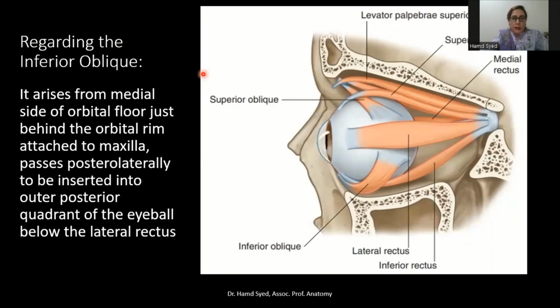And when we look at the inferior oblique, remember its origin is from the floor of the orbit, not from the posterior aspect of the orbital cavity. And this muscle then passes posterolaterally and is also attached to the outer posterior quadrant of the eyeball below the lateral rectus muscle. So while the superior oblique muscle passes beneath the superior rectus, the insertion of inferior oblique is below the lateral rectus. Superior oblique is inserted above the lateral rectus, and inferior oblique is inserted below the lateral rectus.